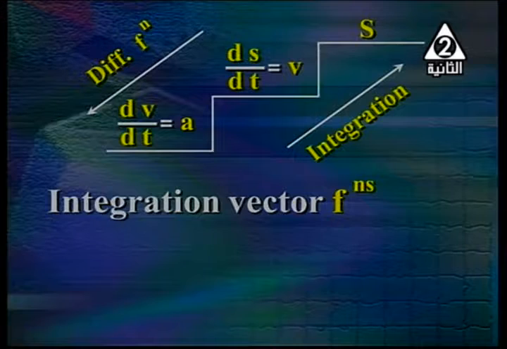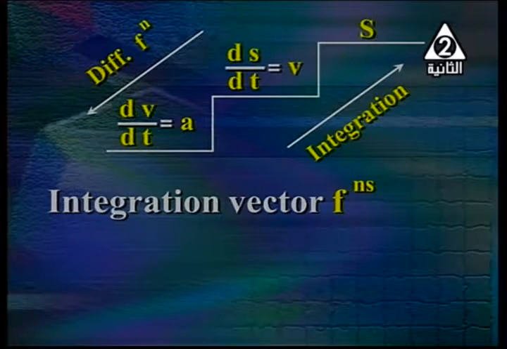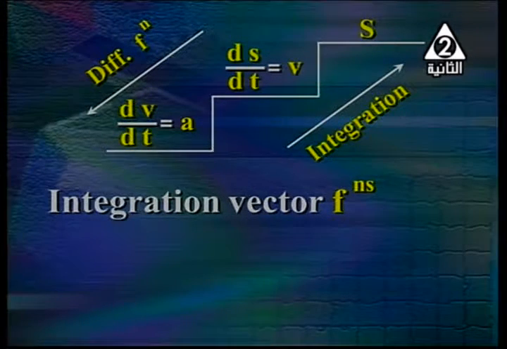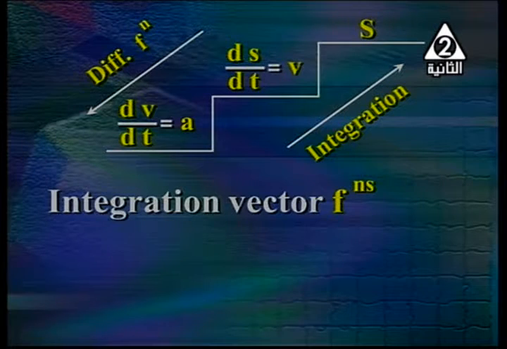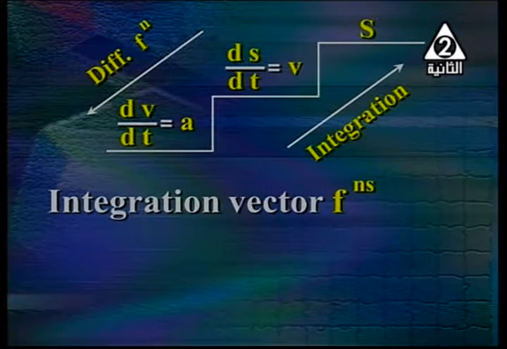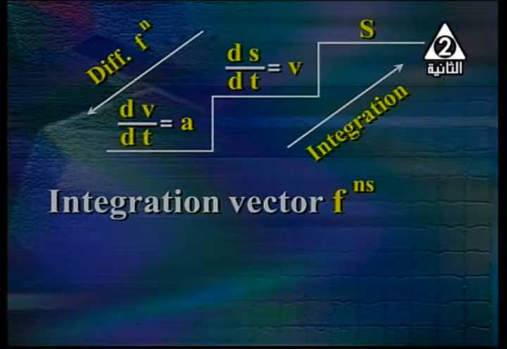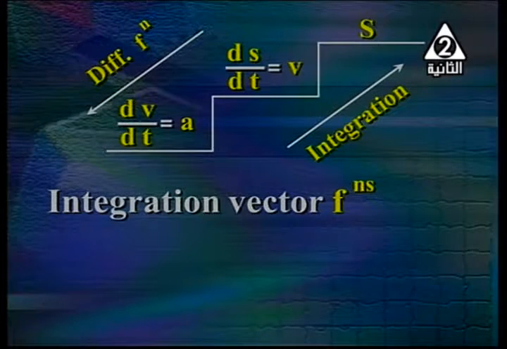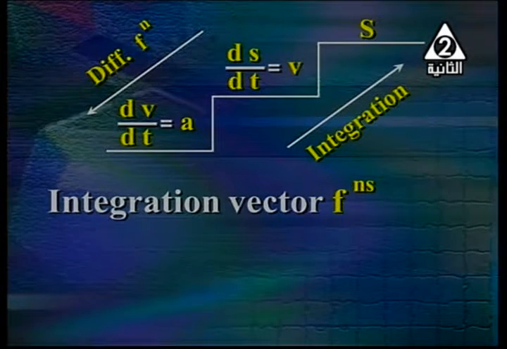What is the relation between A and V? What is the A? Acceleration. We find acceleration by using the derivative of the velocity. Acceleration is A, velocity V, A equals dv over dt, or the derivative of velocity with respect to time t.